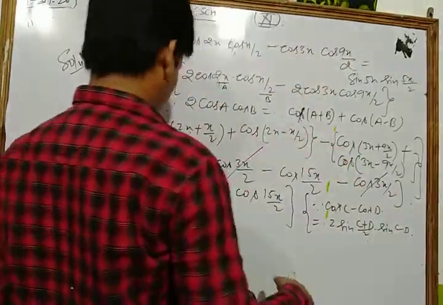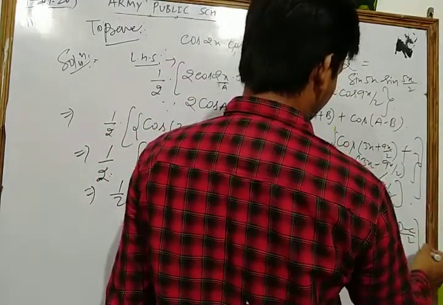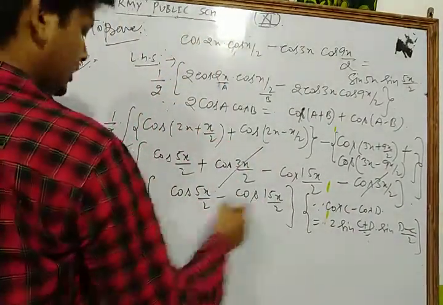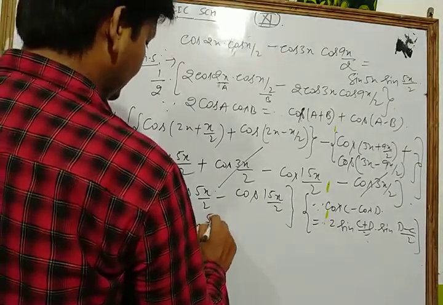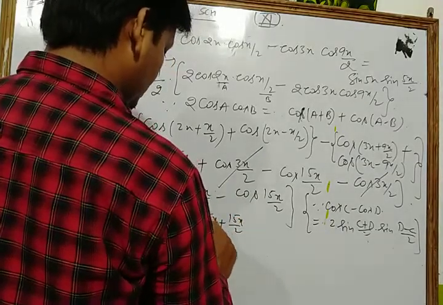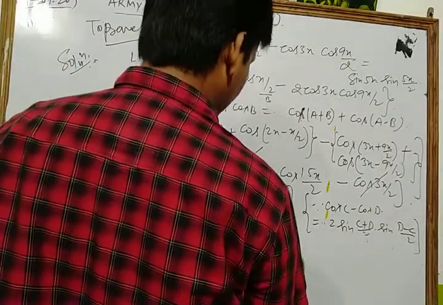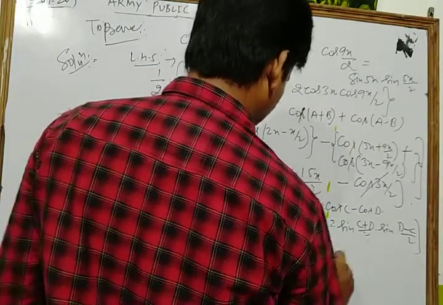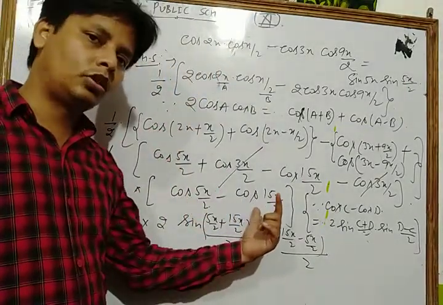If we take minus 2 sin (C plus D) by 2 into sin (D minus C) by 2, we write it in this way. Now we apply the formula for cos C minus cos D. So 1 by 2 into 2 into sin (C plus D) upon 2 into sin (D minus C) by 2. Here we apply the formula cos C minus cos D.